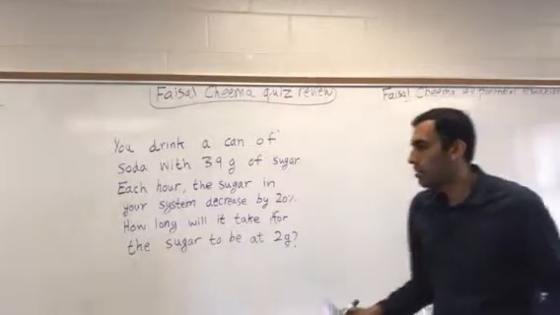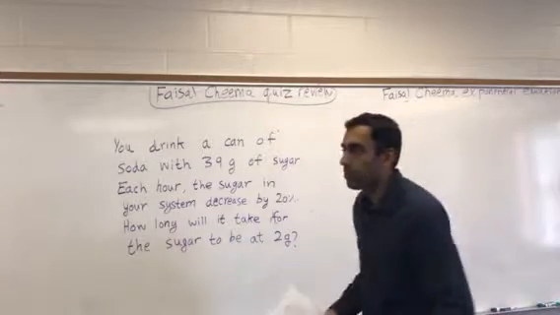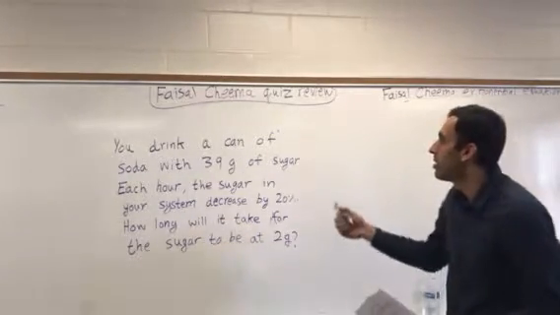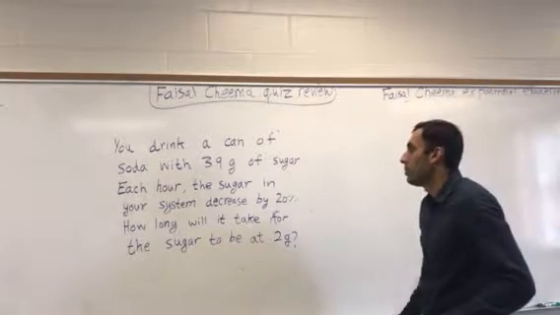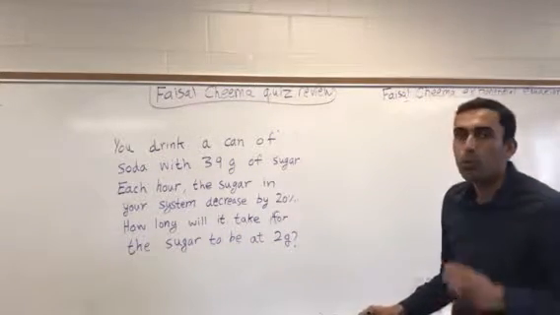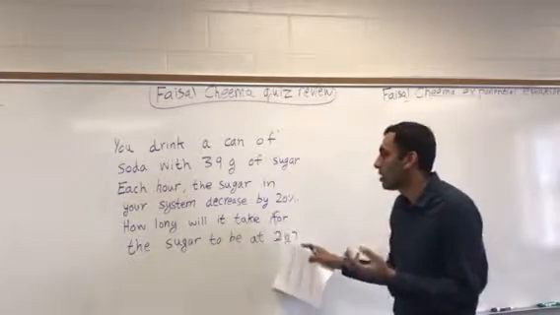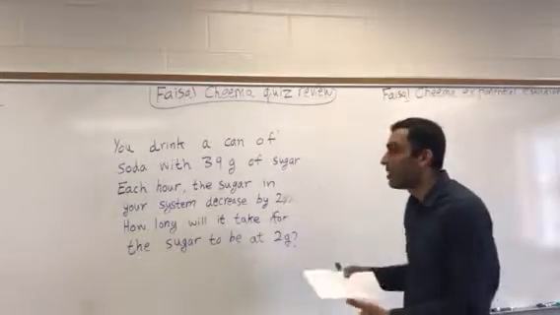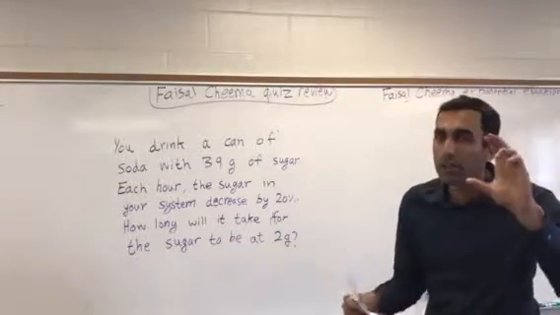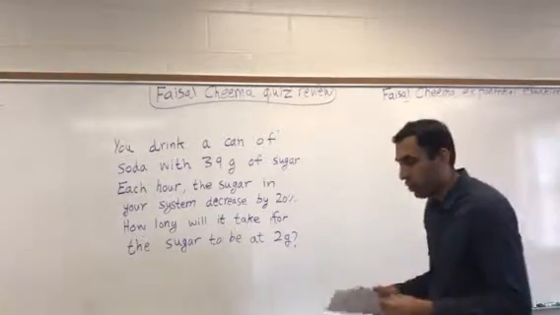Alright, this problem is maybe a little bit challenging, maybe not as easy as the last two that we did. You drink a can of soda with 39 grams of sugar. Each hour, the sugar in your system decreases by 20%. How long will it take for the sugar to be at 2 grams? So 39 grams of sugar in that small can of soda. That is a lot. That's why no one should drink soda.